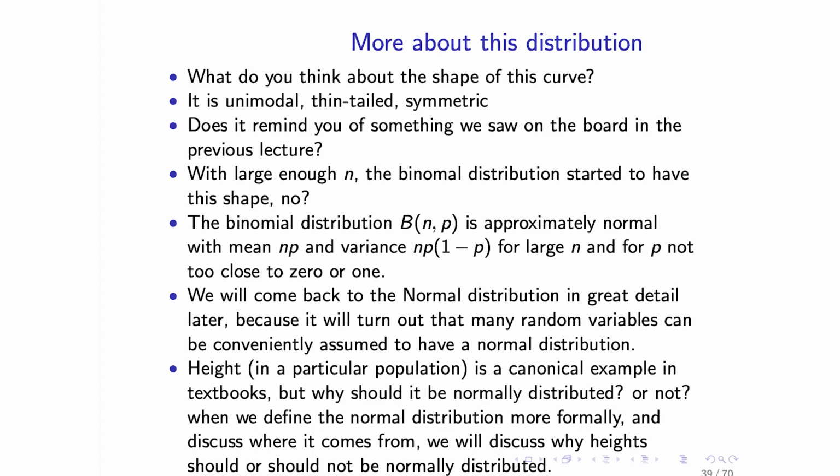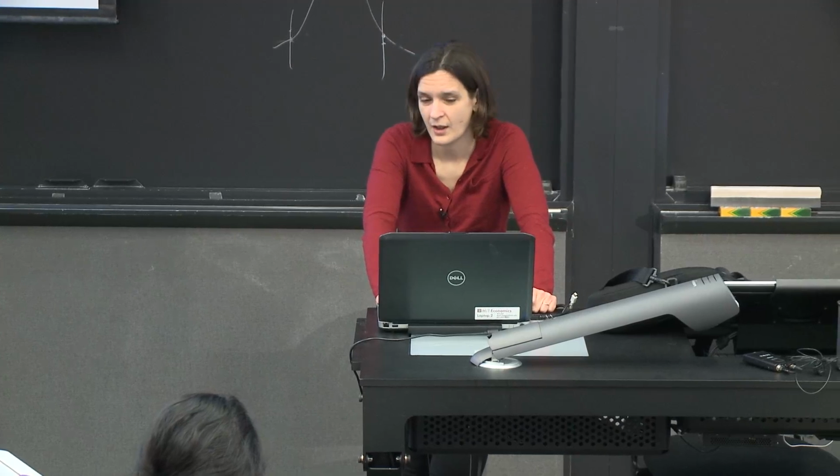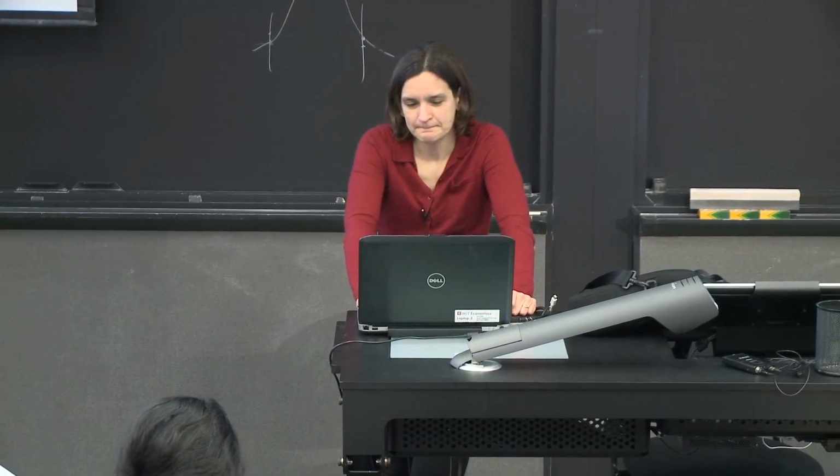distributed. So some exercise that I've been doing is asking myself, why on earth should height be normally distributed? Actually, it's not completely obvious to me that height should be normally distributed even now. So when we know a bit more about where the normal distribution is coming from, we will come back to whether there is a good reason for height to be normally distributed or not in a particular population. So I want to get back to that. At some point, we will do it.